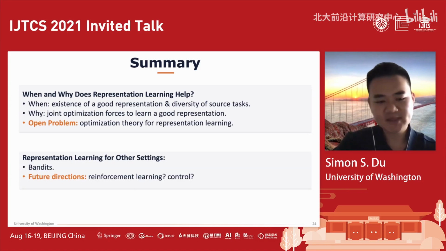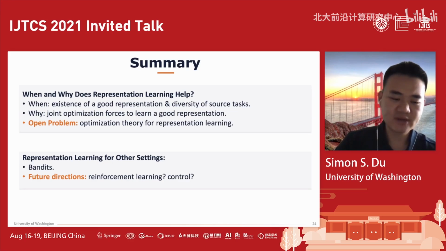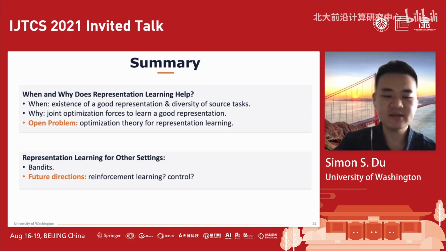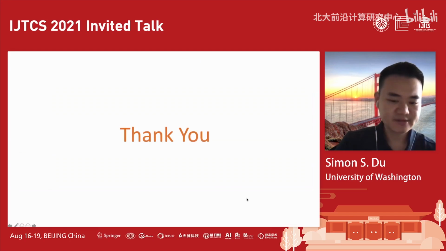Also, we can extend representation to other settings. We talked about bandits, and there are also other directions like reinforcement learning, control, etc. So I would like to conclude here and take some questions.